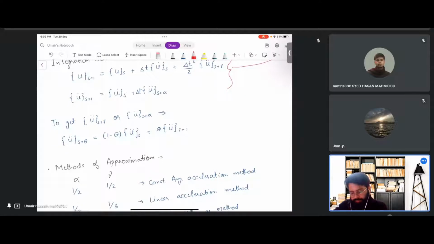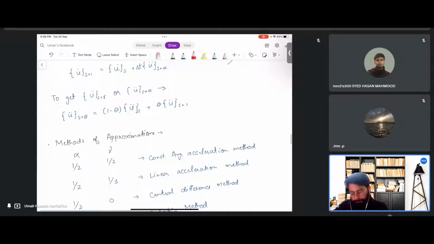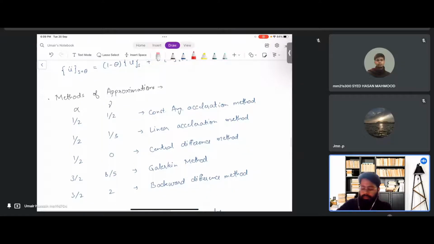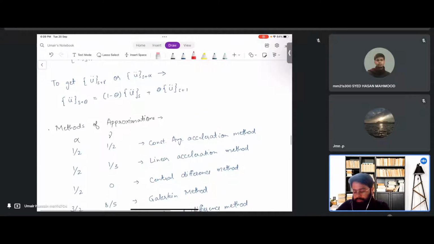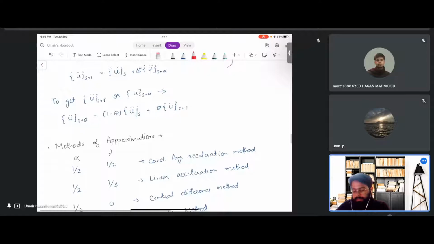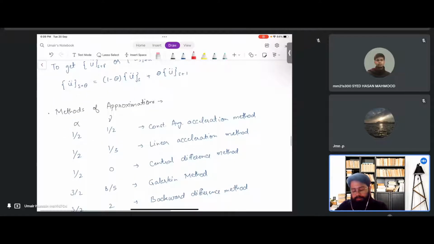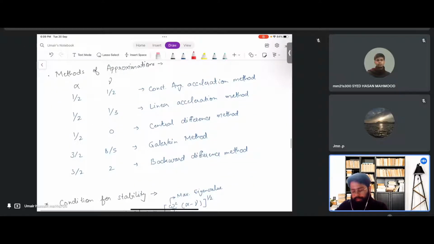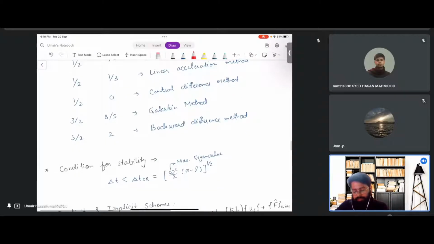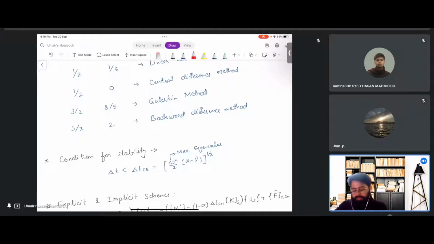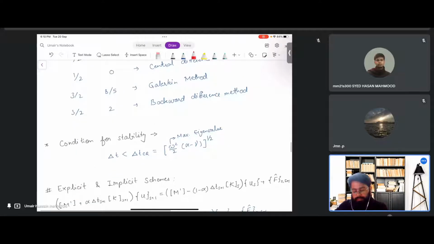Okay, so we have this. Just like the alpha family of approximation, in the Newmark family of approximation we have certain different approximation methods depending on the values of alpha and gamma. So here, instead of just alpha, we have two different parameters. Based on that, these different methods are named. And again, there are certain methods which are conditionally stable, and there is a condition to determine their stability.